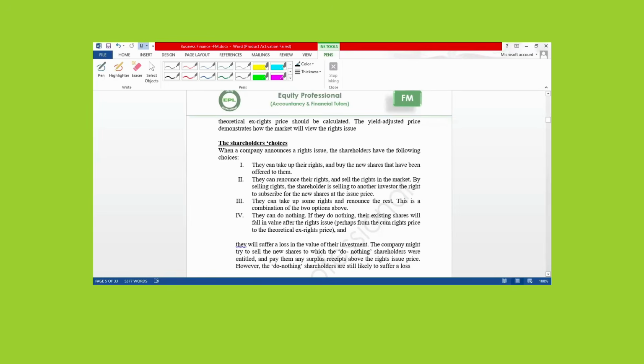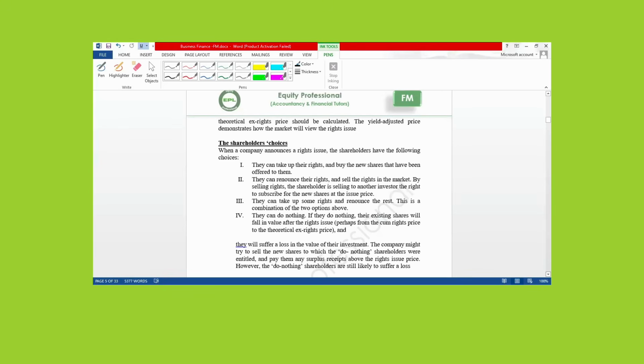1, the shareholders can decide to take up their rights and buy shares. You can decide to take up your rights and subscribe for the new shares. That is option 1.